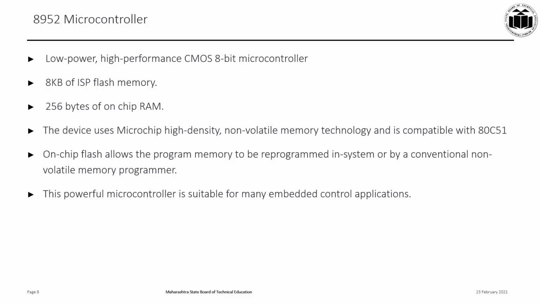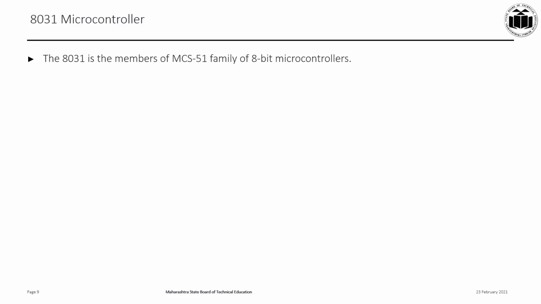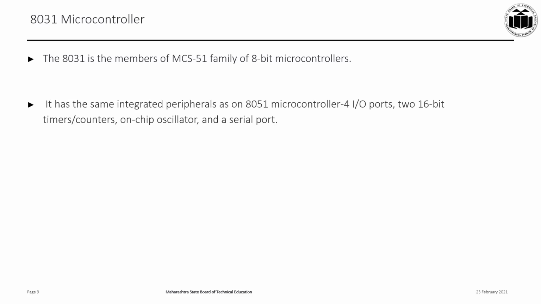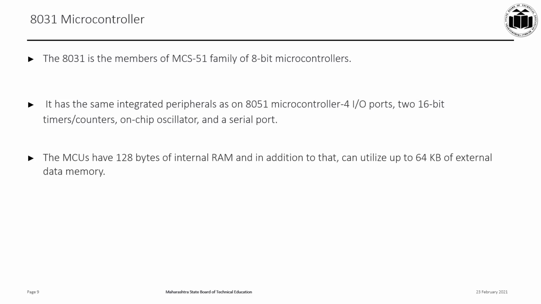8031 microcontroller. The 8031 is a member of the MCS51 family of 8-bit microcontrollers and it has the same features as in case of the 8051 microcontroller. It also has 4 I/O ports. It has two 16-bit timers and counters. It has an on-chip oscillator. Also, it has a serial port.